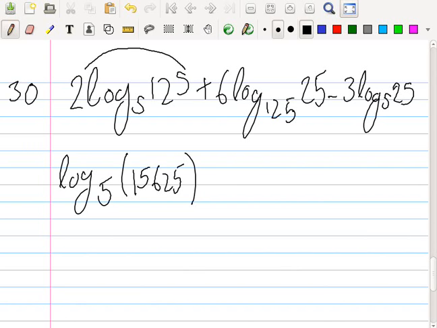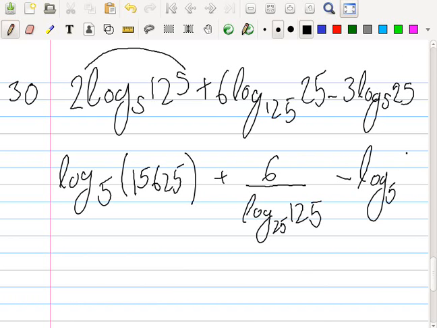And then here I can bring it up as well. Actually, but before I do that here, you see how the same problem, this is smaller than the base? Then I'll do the switch again. 6 over log 25, 125. And then minus, so here, bring the 3 up to the 25. 15625. Oh, I'm out of space. Let me write again. Now it's minus log 5, 625. Oh no, it's cube, sorry.